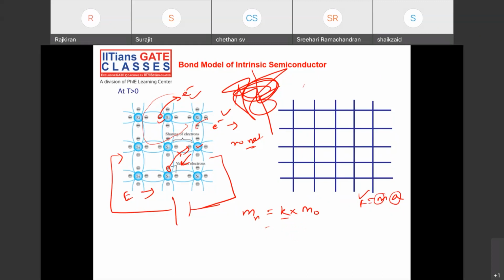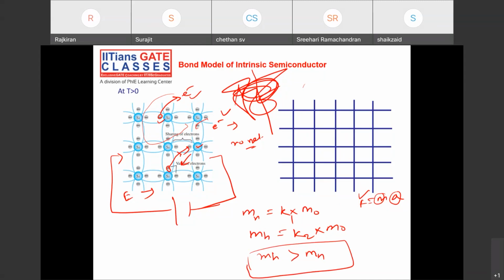Similarly, the mass of a hole is a constant k2 times the mass in vacuum. It is not the actual mass; it is introduced to explain why the conduction is less. The effective mass of a hole is more compared to the effective mass of electrons. That's why, mathematically, I can say the current due to holes is lesser compared to the current due to electrons for the same electric field. Is it clear? Clear, sir.